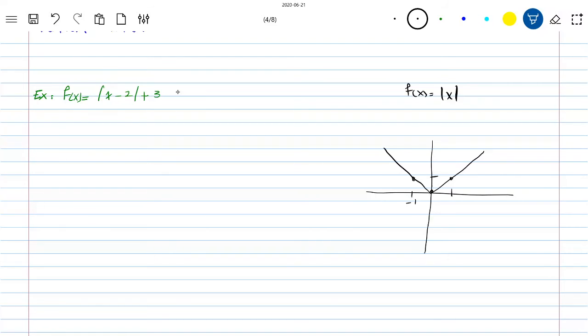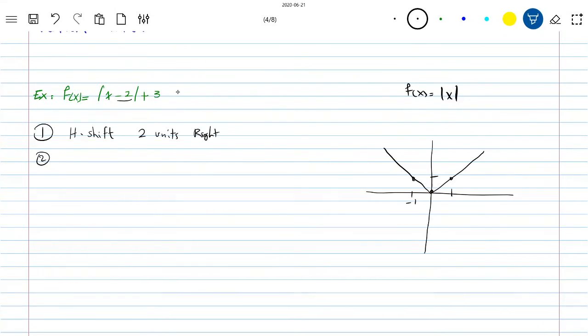And you want to graph absolute value of x minus 2 plus 3. First, what does that minus 2 do? It is a change inside the function, so that is a horizontal shift. How many units? 2 units. In which direction? To the opposite direction, so to the right.